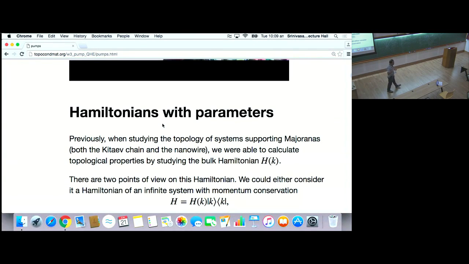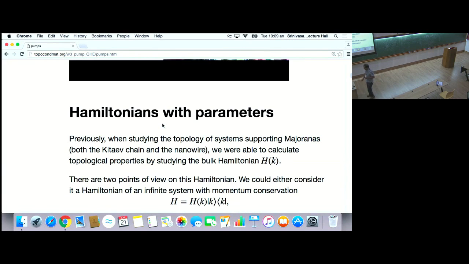Well, a pump is usually where you take a Hamiltonian and you change some parameter of that Hamiltonian in some way. Think of an Archimedean screw: if you change the angle of that screw, you're changing the system, but you're changing it in a periodic way. When you rotate by one turn, you're back to where you started, but you have transferred some amount of water from one end to the other. So that's your notion of a pump.